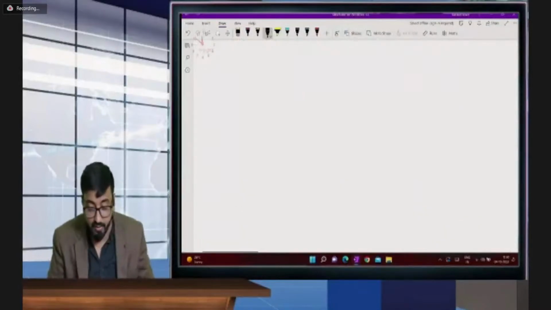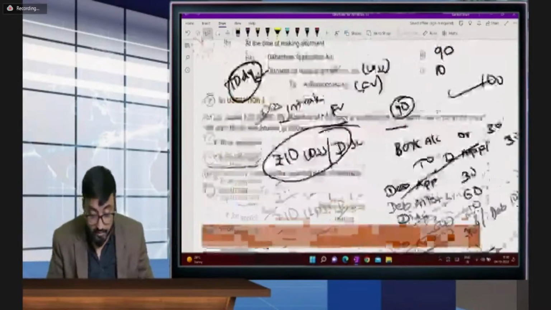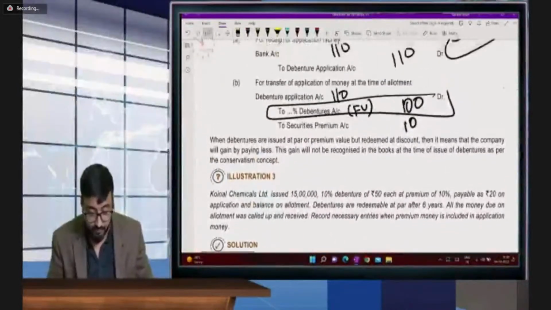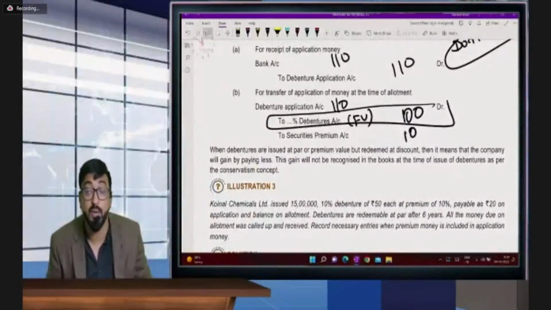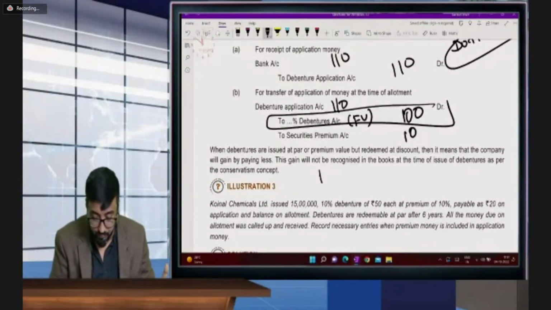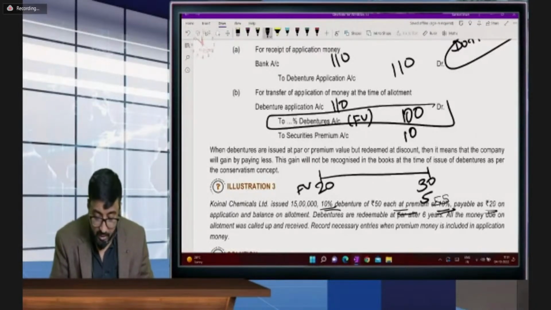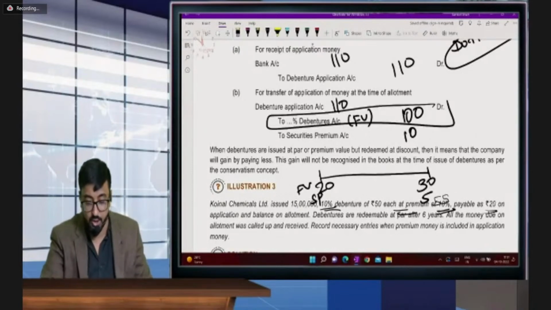Now think for the third entry. No, please don't refer to the answer. Tell me for one debenture. I want the answer. If nothing is given, where to adjust security premium and debentures discount? In allotment. Draw the diagram. 10% debentures, 50 rupees payable: 20 on application and 35 on allotment. In 35 also, how will it be? 30 and 5. 30 is face value, security premium 5. Think for one debenture.